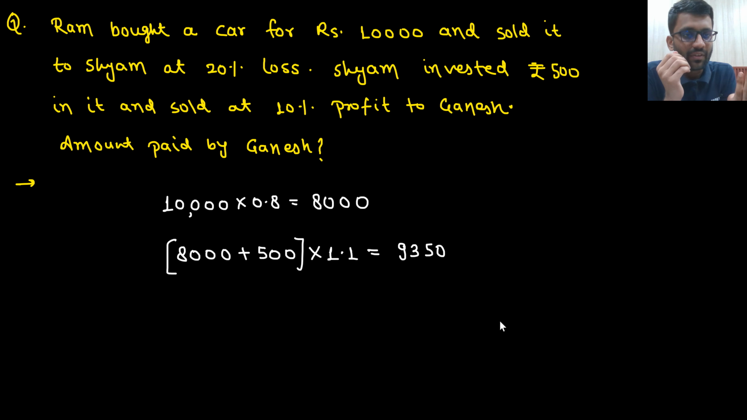Now Shyam invested 500 rupees more. So Shyam invested total 8,500 rupees and he sold it at 10% profit. That means he sold it at 1.1x price of the previous one. So this is the amount that Ganesh has to pay. So this is the answer.